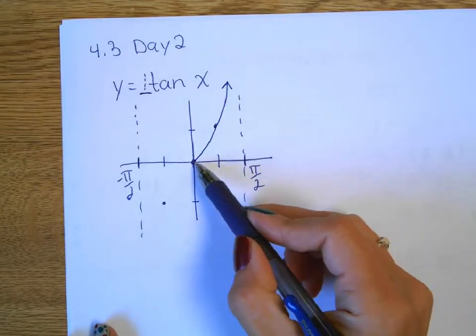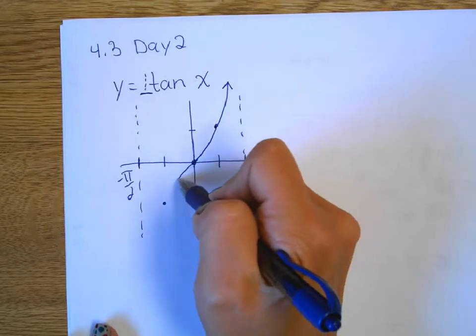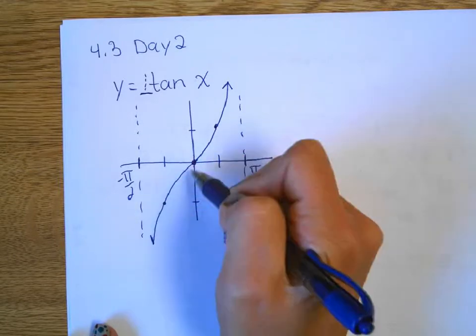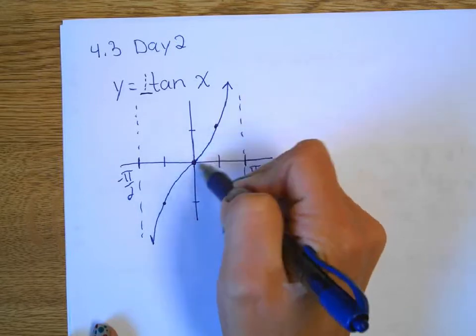So I call it, that's kind of concaved up. It's like the side of a cereal bowl. This one curves the other way. Curves down. It's like the upside down cereal bowl. So it makes a little change in direction right there at the origin.